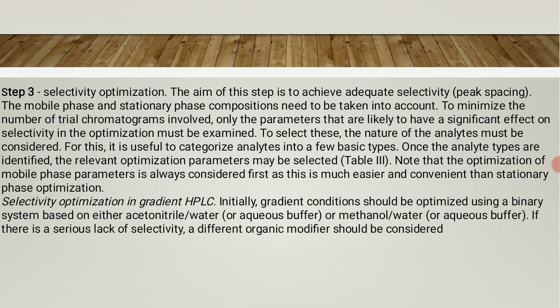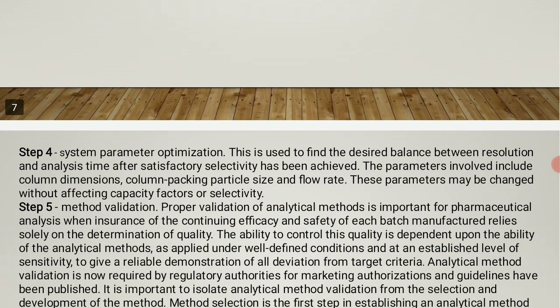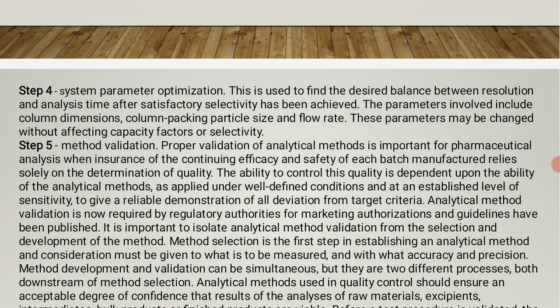Note that the optimization of mobile phase parameters is considered first, as this is much easier and more convenient than stationary phase optimization. Selectivity optimization in gradient HPLC: initial gradient conditions should be optimized using a binary system based on either acetonitrile water or methanol water. If there is a serious lack of selectivity, a different organic modifier should be considered.